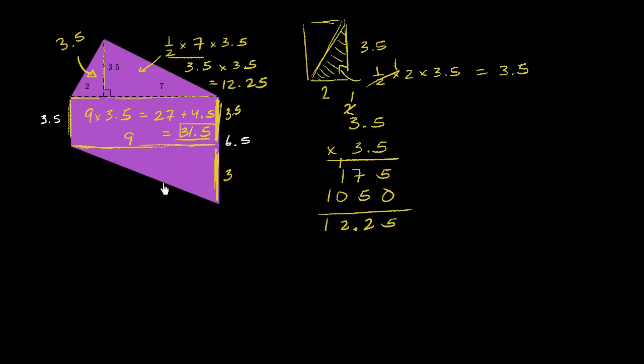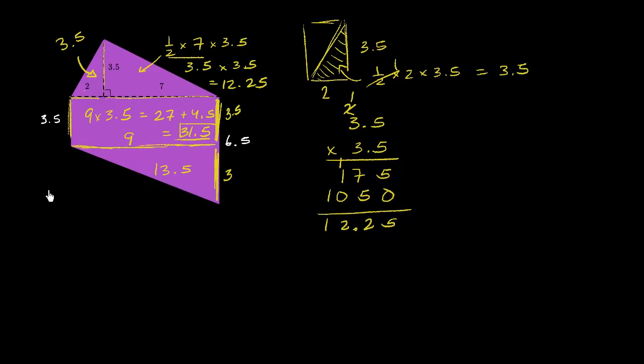And then the area of this triangle right over here, it's going to be 9 times 3 times 1/2. We're looking at a triangle. 9 times 3 is 27. 27 times 1/2 is 13.5. And so to find the area of the entire thing, we just have to sum up these areas.